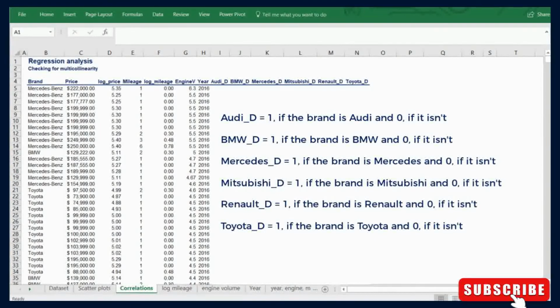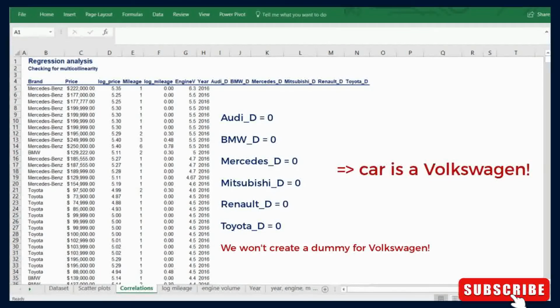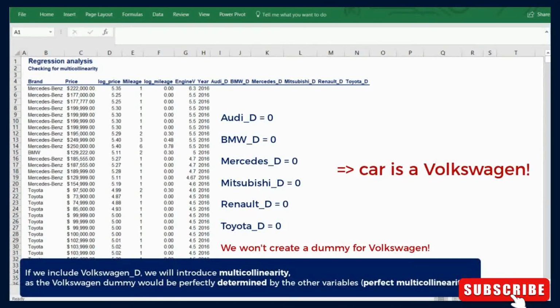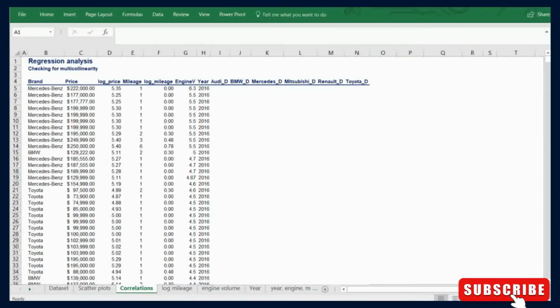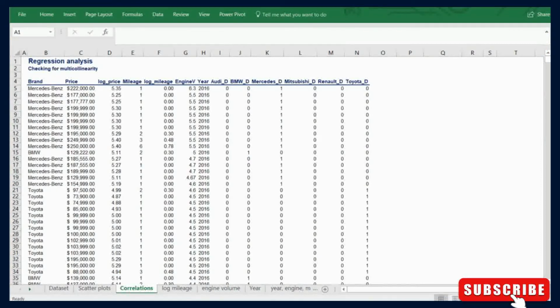For the last brand, in this case Volkswagen, we will not create a dummy variable. The reasoning is the following. If all other dummy variables are 0, it is clear that the car is Volkswagen. If we include a separate variable called Volkswagen, we will introduce multicollinearity to the regression. The Volkswagen dummy would be perfectly determined by the other variables. Thus, if we have n categories, there will be only n-1 dummies. We are basically creating the dummy variables as we did in our previous lesson.